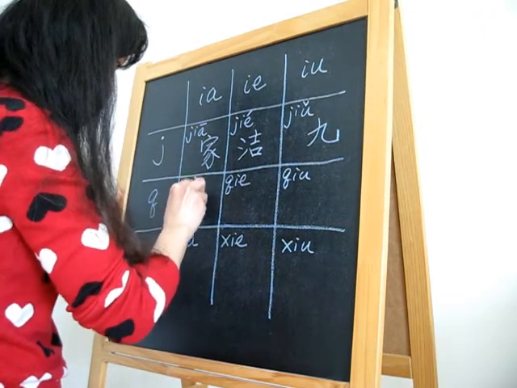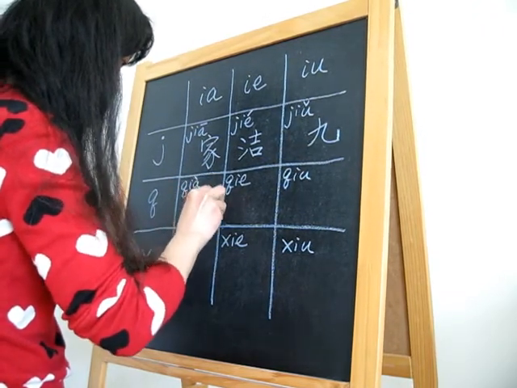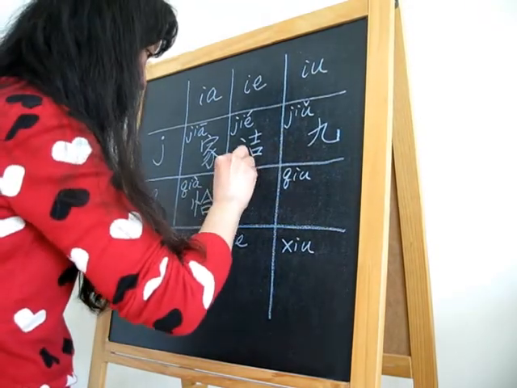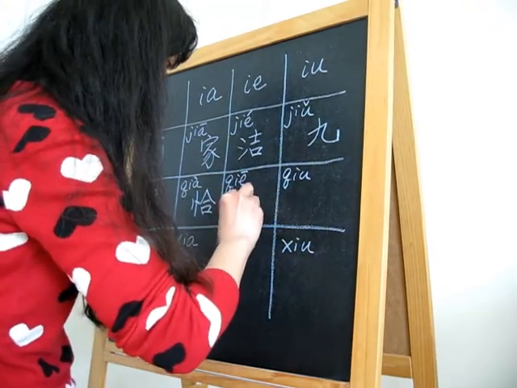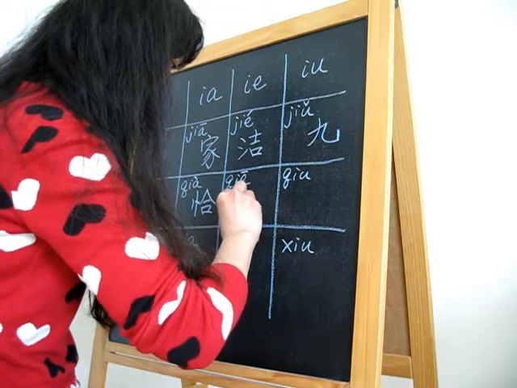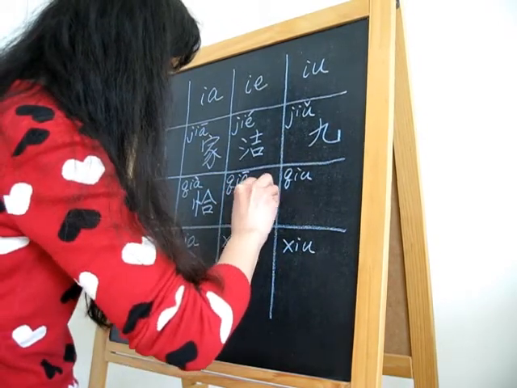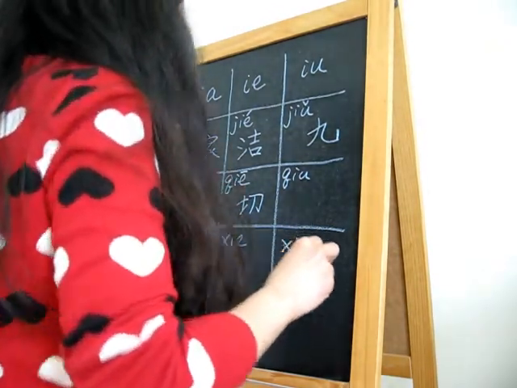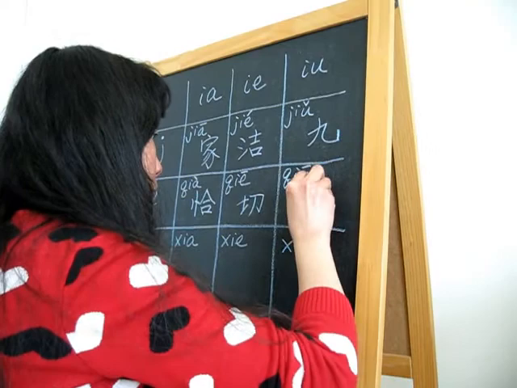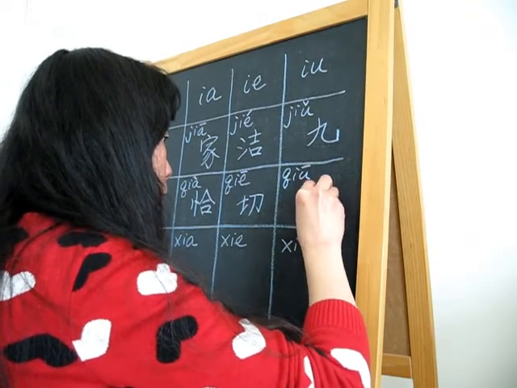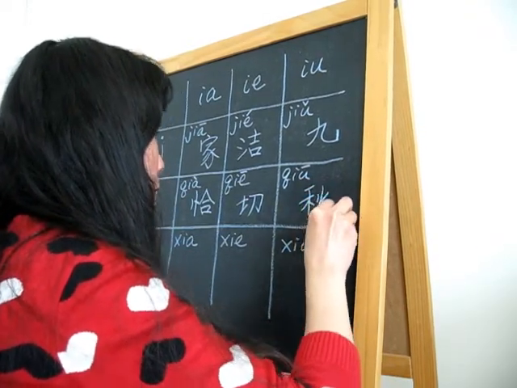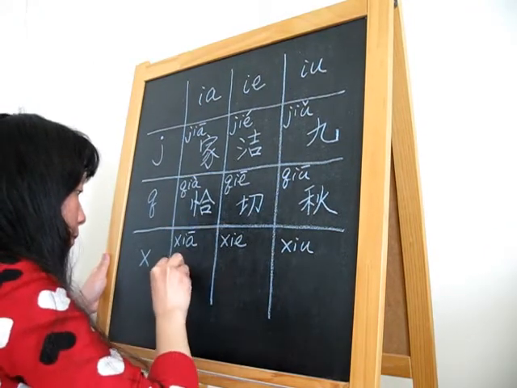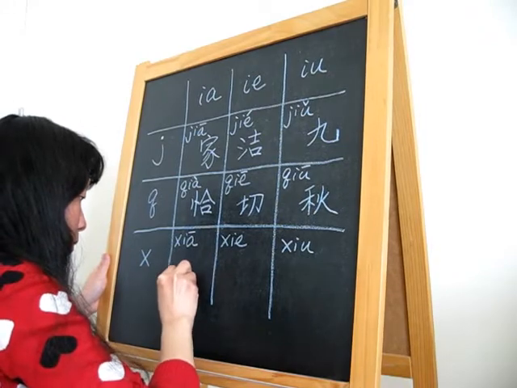The second row, first one, qia. So this character means qia. I put the fourth tone. So there is a word for 恰好, which means happen to. The second word, 切, the first tone, which means cut. The third word, 秋, the first tone, which means autumn, the season, autumn, 秋.